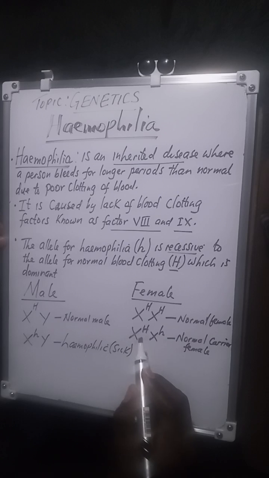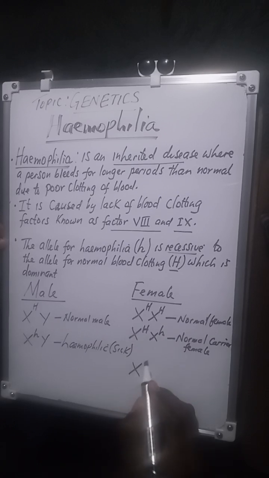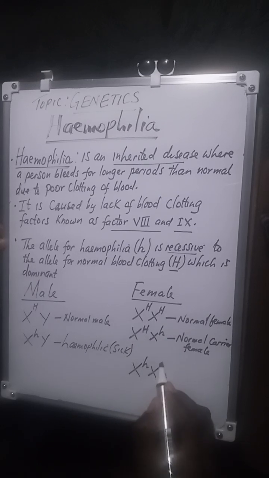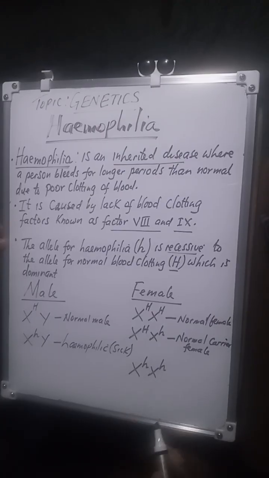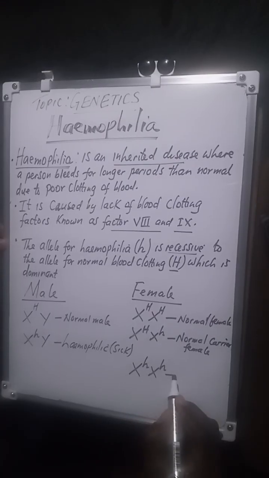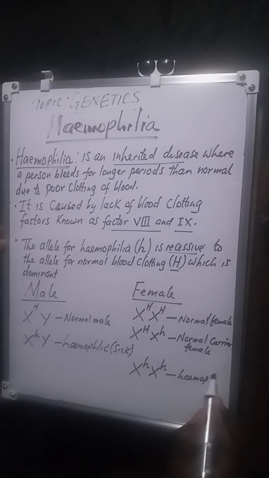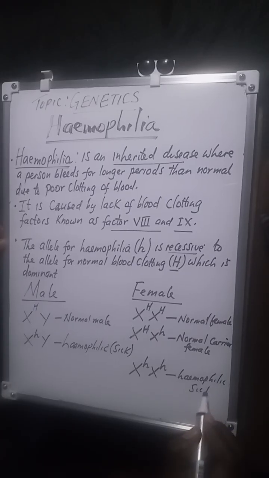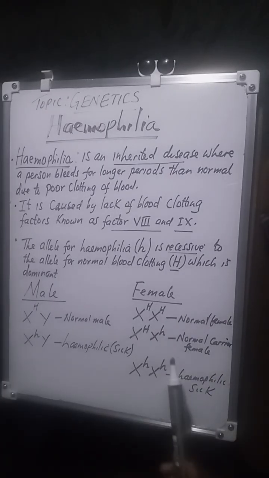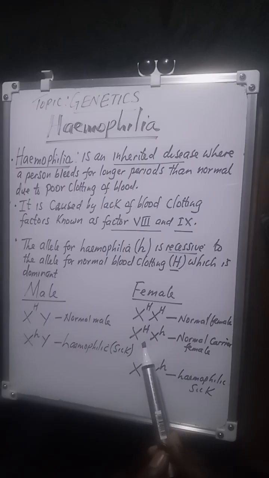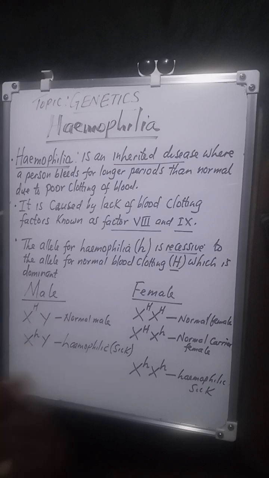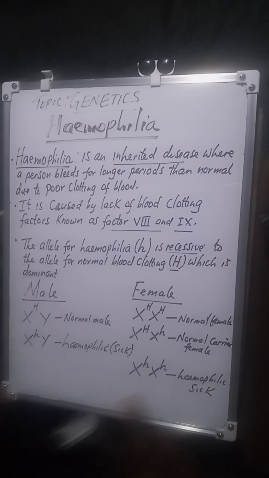So when can a female become sick? When on both her X chromosomes you find that there's this recessive allele. They are found on the two X chromosomes that are there. Then we can simply say such a person, a female, is actually hemophilic or sick. So you can see that in females, they can be carriers, but they are normal. So we call them normal carriers, or you can just be absolutely normal. So these are the possible genotypes and phenotypes that you can have both in males and females.